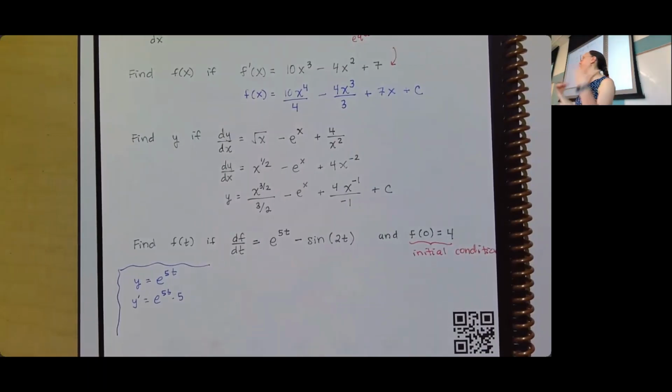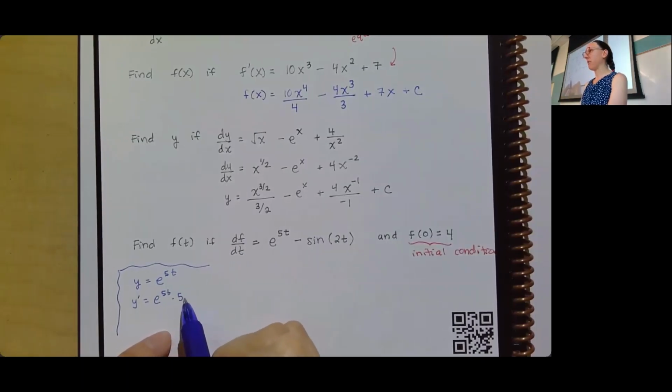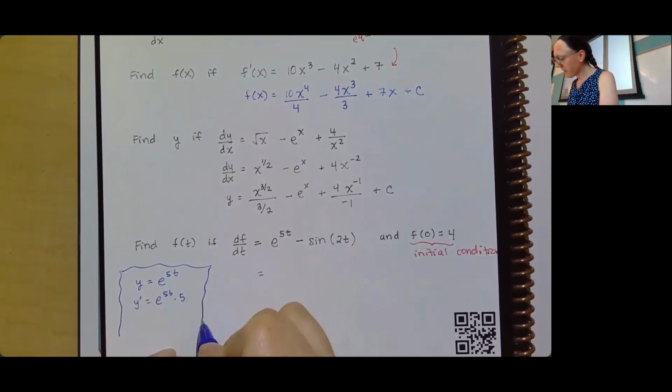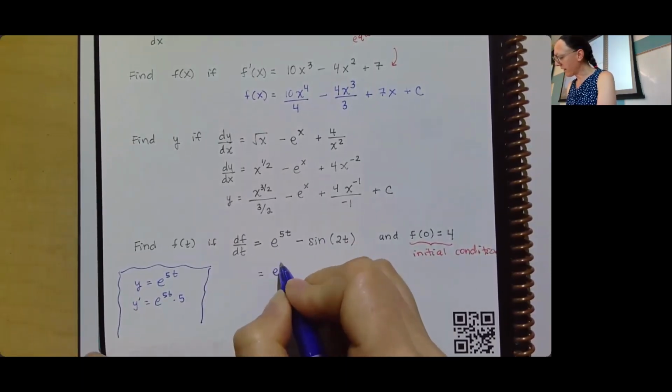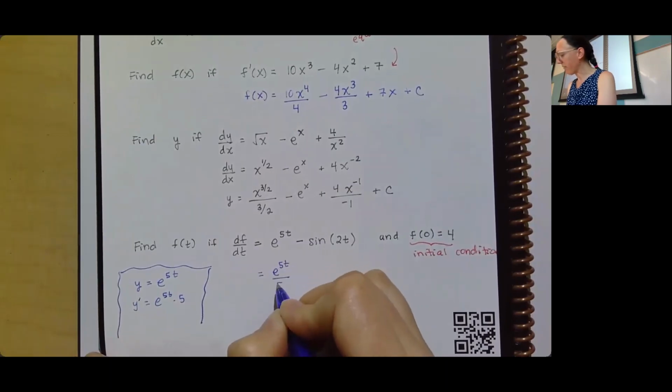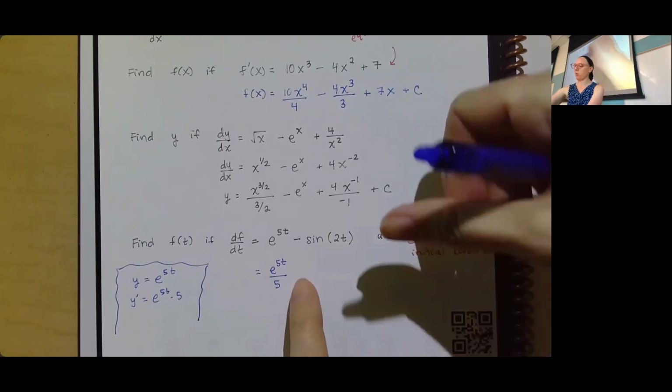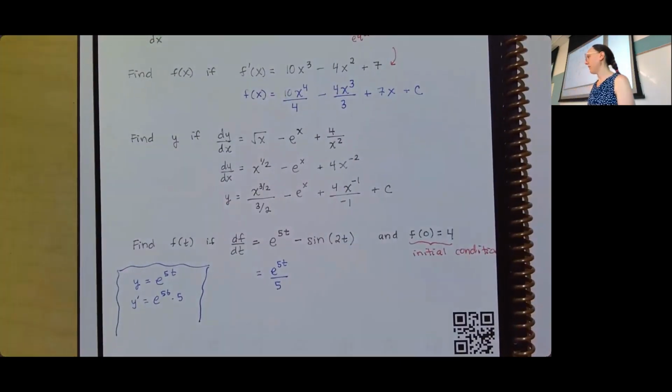So to sort of correct for it in the same way that we do when I have a number times x raised to a power, I'm going to divide by that 5. So from this first piece, this is going to look like e to the 5t divided by 5. Because when we're finding an antiderivative, if we want to check our work, if I were to take the derivative of that, I'm supposed to get the e to the 5t back.